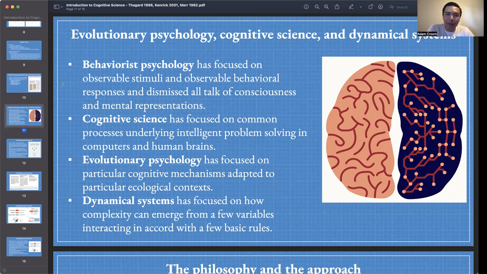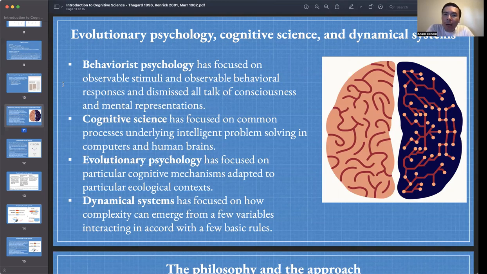Cognitive science, on the other hand, as championed by Noam Chomsky, Jerry Fodor, and others, has focused on common processes underlying intelligent problem solving in computers and in humans. Evolutionary psychology, this approach will look at research by Tooby and Cosmides. We'll also look at some work by Buss and some other evolutionary psychologists, Ekman, for example, on facial expressions. And we'll see that their focus is on particular cognitive mechanisms that are adapted to particular ecological contexts.